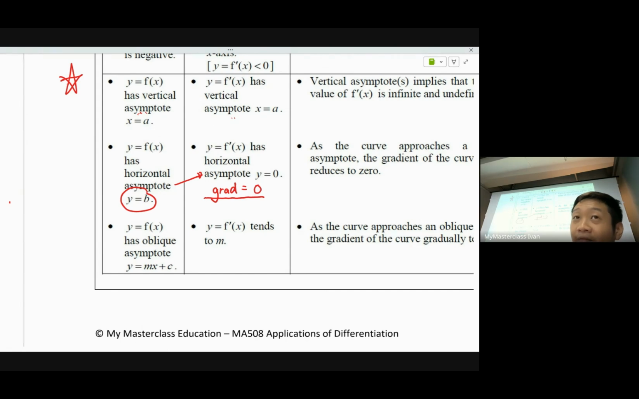Okay? An oblique asymptote, look at here, y equals mx plus c, right? What is the gradient of y equals to mx plus c, Sean? Yeah, so the gradient equals to m. So f prime x will tend to m. That means there is a y equals to m horizontal asymptote.